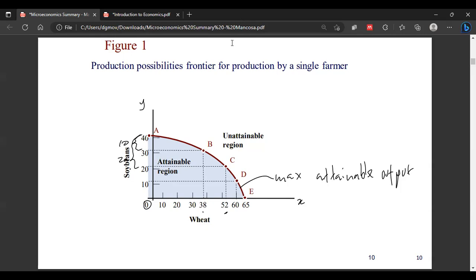Number two. What happens if you produce here? I will label this F. What happens when you're producing at point F? Let's say you're producing 20,000 tons of soybeans and 38 tons of wheat. What does this mean?